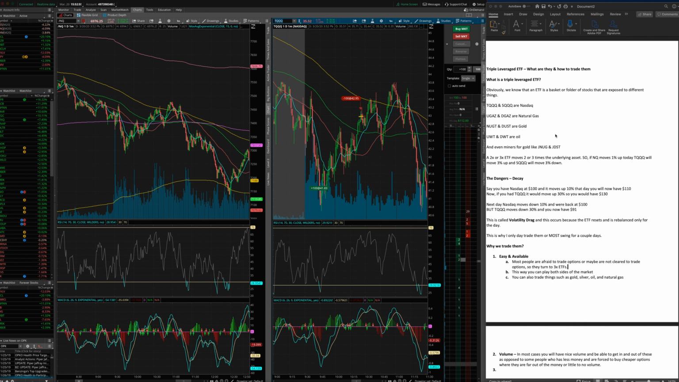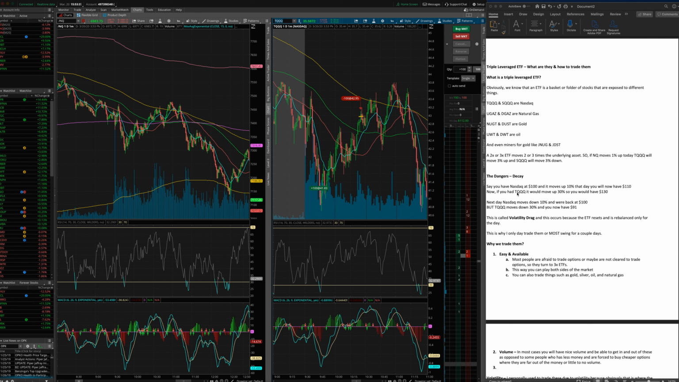Like I said before, a double or triple leveraged ETF will move 2 to 3 times the underlying asset. Over here on the left, we have NQ or the Nasdaq. Over here on the right, we have TQQQ. So this means that if the Nasdaq moves 1% up today, TQQQ will move 3% up, and SQQQ will move 3% down. We're going to go over the dangers, because there are dangers in trading, especially triple leveraged ETFs.